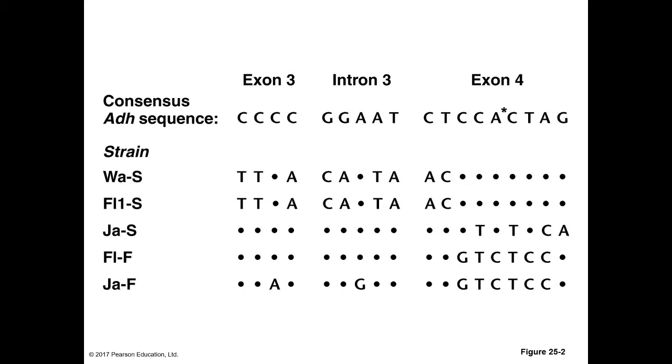So FL1S also has a lot of differences. JAS has differences only in exon 4. FIF still has the same exon 3 and intron 3, but exon 4 is totally different. JAF would have a lot of differences. In exon 3, it has one codon difference. Intron 3, one codon difference. Exon 4, 6 codon differences.